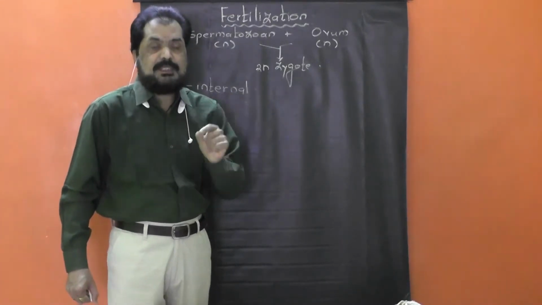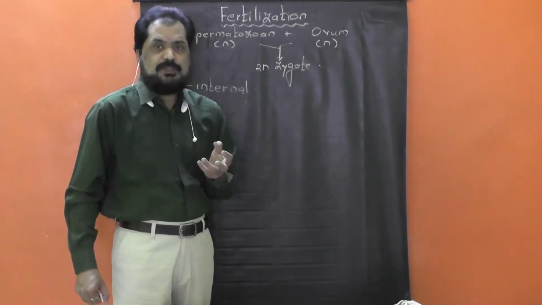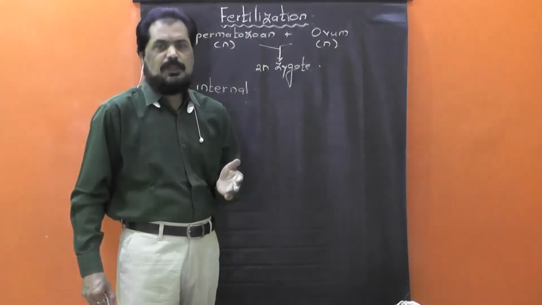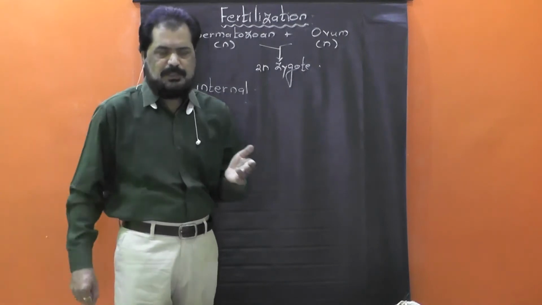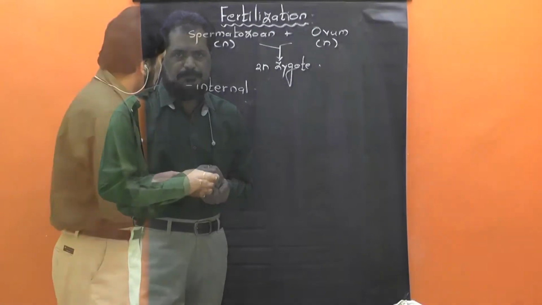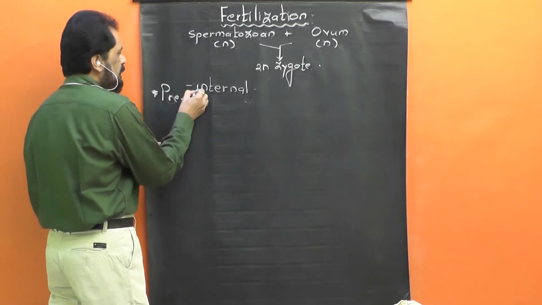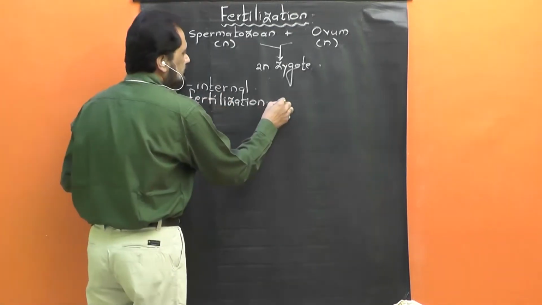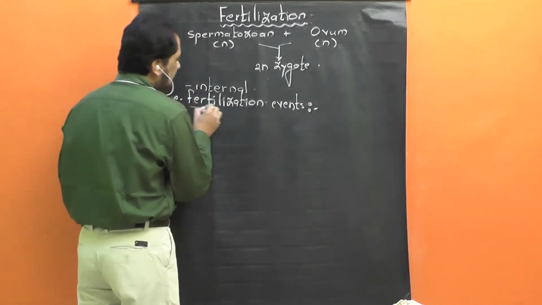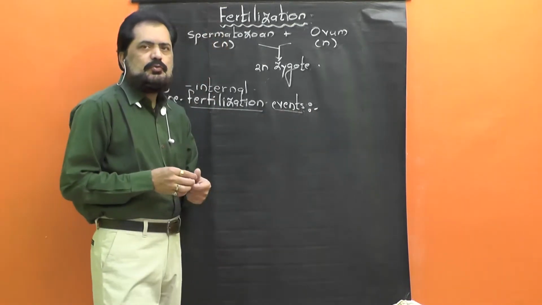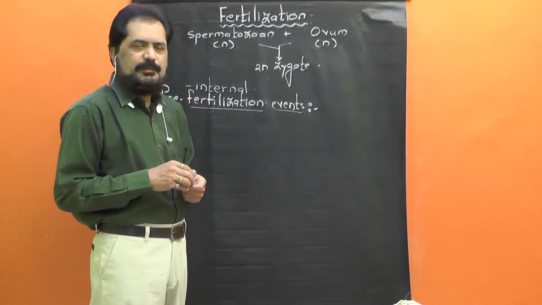That is the actual mechanism of fertilization, the actual physical and chemical changes taking place during fertilization. But before that, we are going to study certain pre-fertilization events. Okay. So now let us talk about certain pre-fertilization events. Pre-fertilization events means the different events taking place before the actual process of fertilization, before the actual union of male gamete and female gamete.